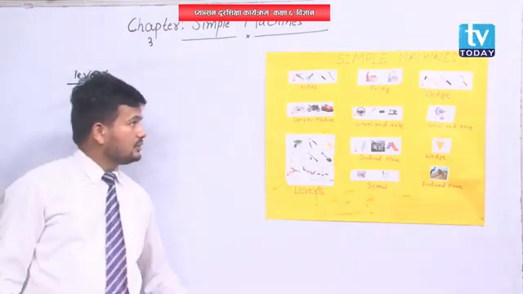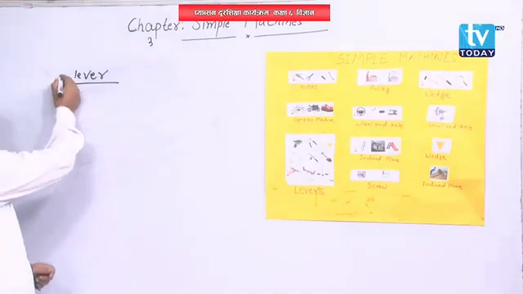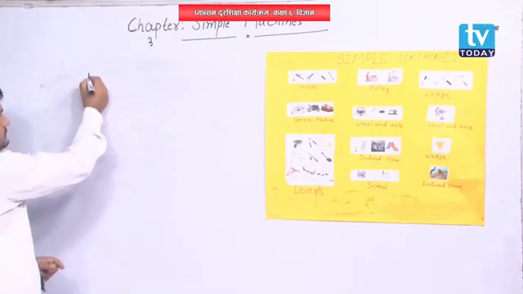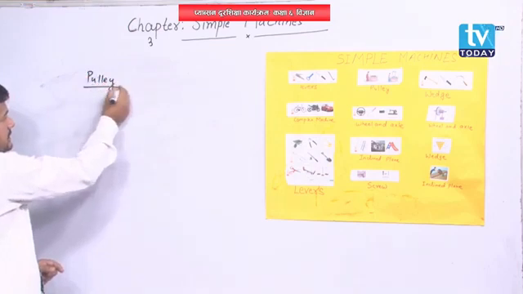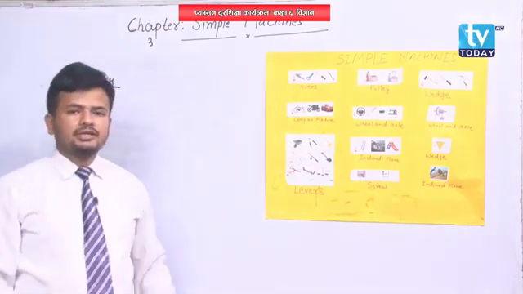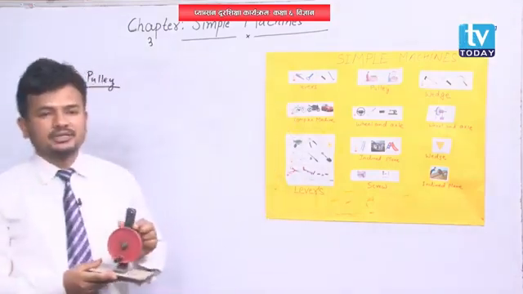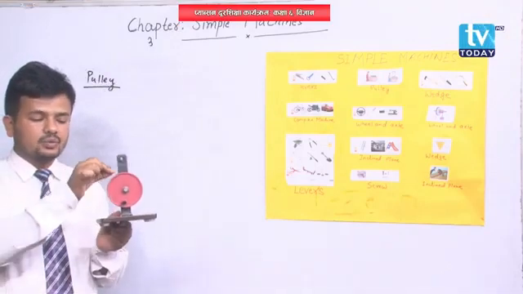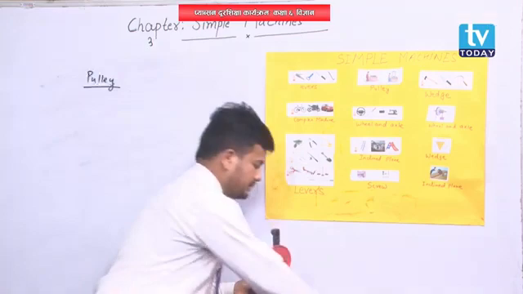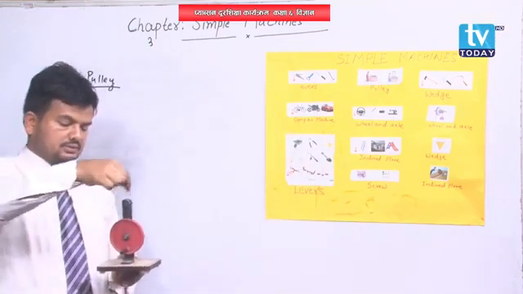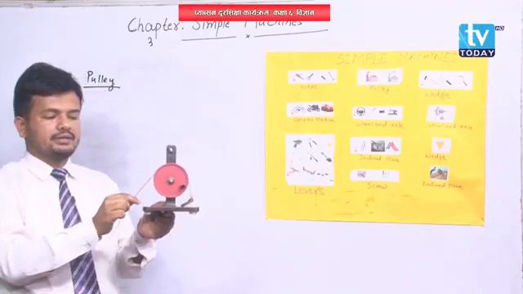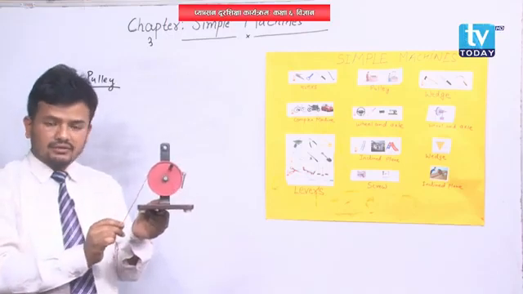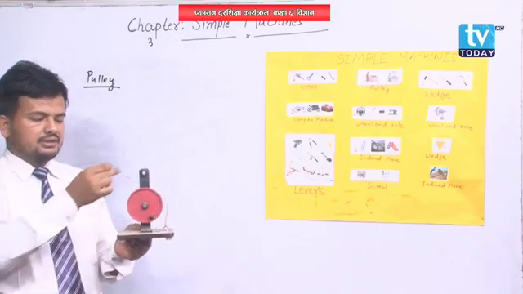Second, we are going to discuss pulley. What is a pulley? A pulley is also a simple machine having a wheel with a grooved rim where a rope can pass. You can pass rope this way in the pulley. It makes our work easier by changing the direction of force applied.